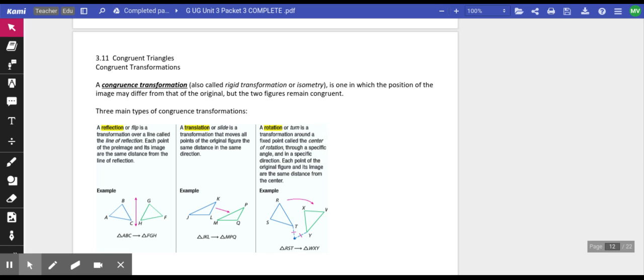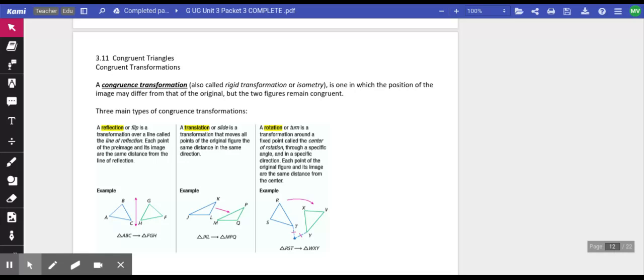Hello, everyone. Today we're doing a slightly different topic. We're going to talk about congruence transformations, also known as rigid transformations or isometries. A congruence transformation is one in which the position of the image may differ from the original, but the two figures remain congruent.